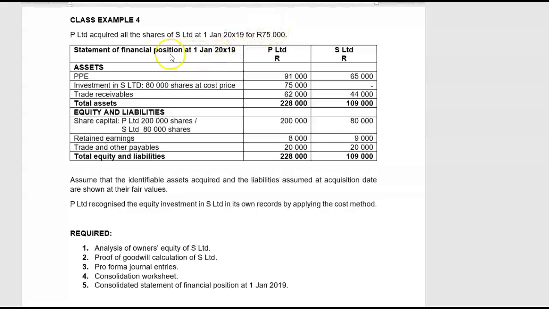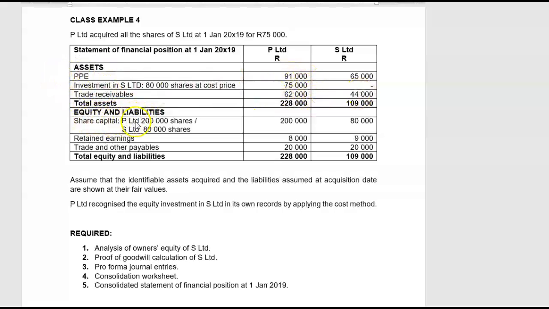Class example 4. P Limited acquired all the shares of S Limited at 1 January 2019 for 75,000 Rand. I give you a statement of financial position of P and S. Assets consist of PPE 9165, investment in S Limited 80,000 shares at cost price 75,000 Rand, trade receivable 6244.